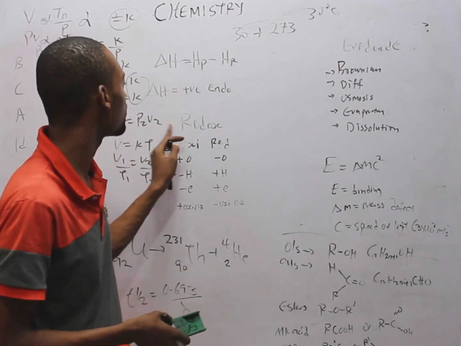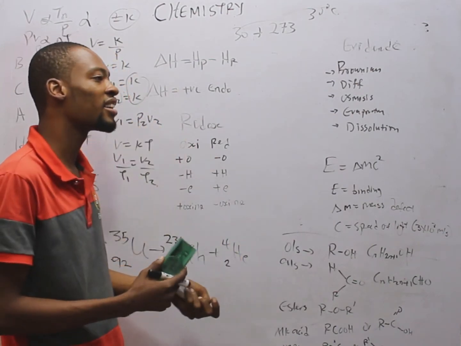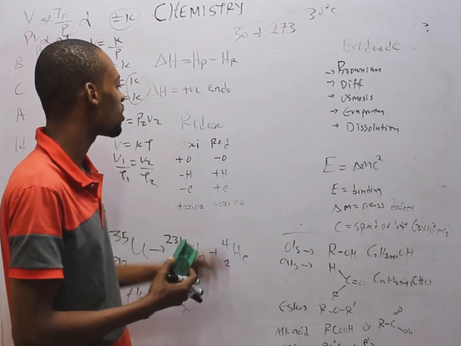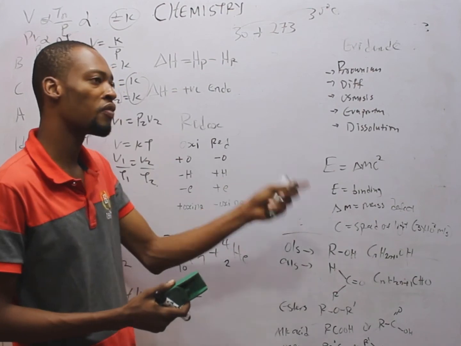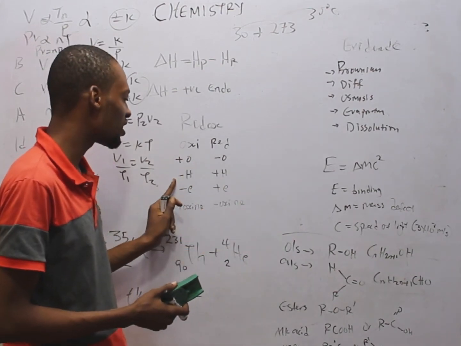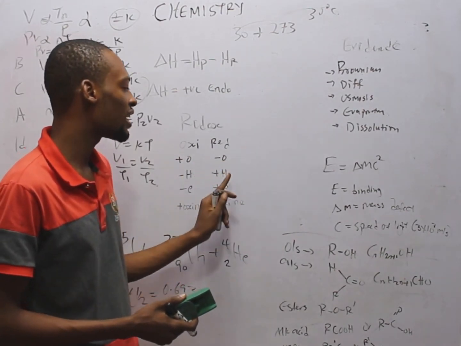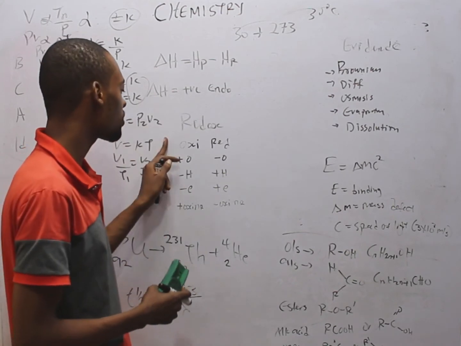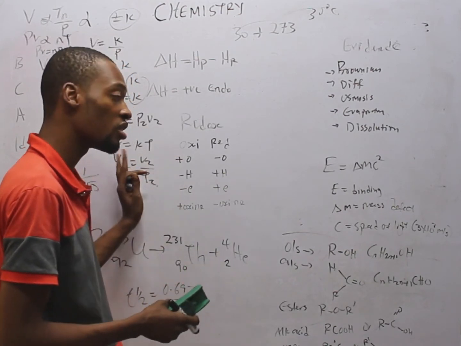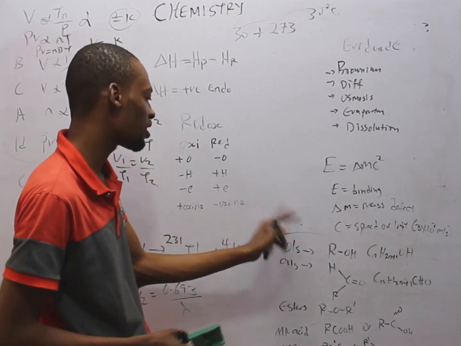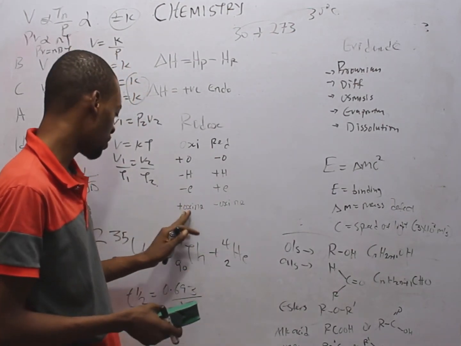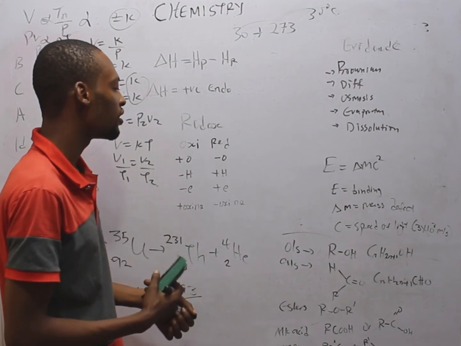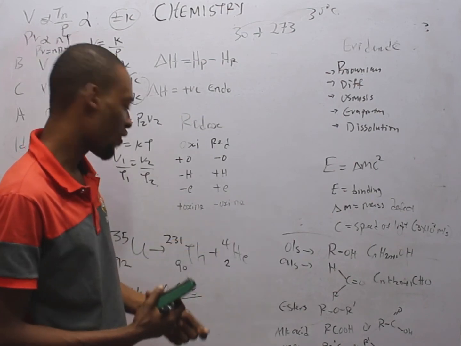A redox reaction is a reaction in which oxidation and reduction take place. Oxidation is addition of oxygen, reduction is removal of oxygen. Oxidation is removal of hydrogen, reduction is addition of hydrogen. Oxidation is electron loss, while reduction is electron gain. Oxidation leads to an increase in oxidation number, while reduction leads to a decrease in oxidation number.